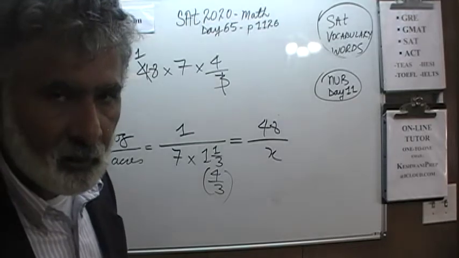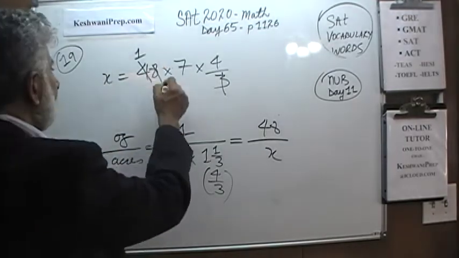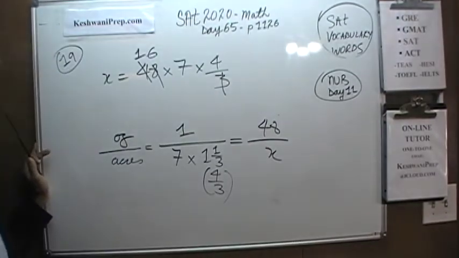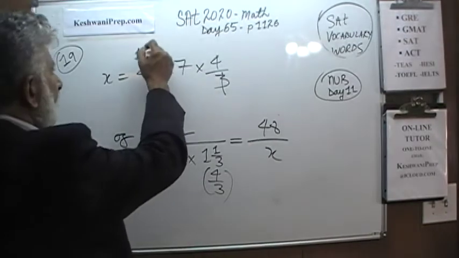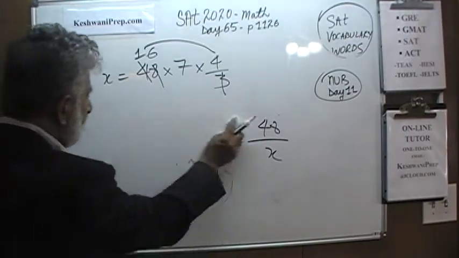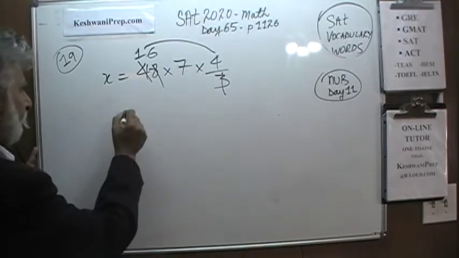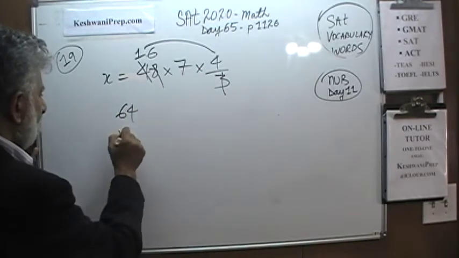What happens to that one? Well, that one goes and joins the 8 and becomes 18. 18 has 6 threes. There we go. 16 times 4 is 64. That I do know. So it's just simply 64 times 7.